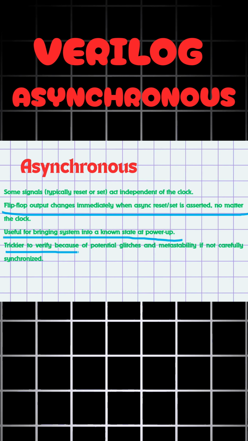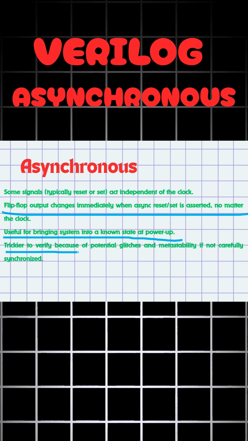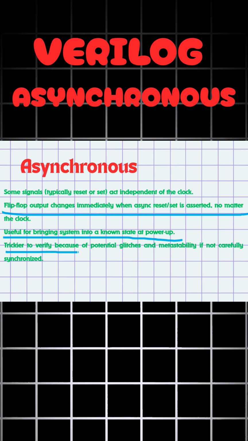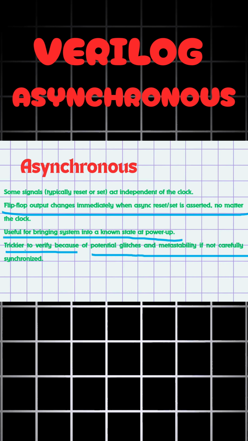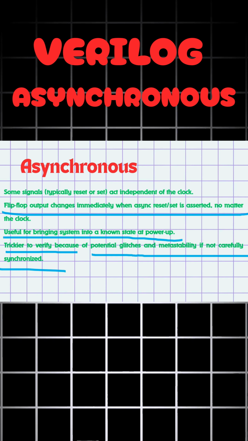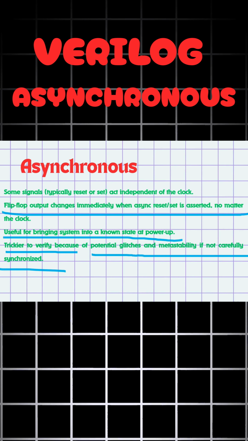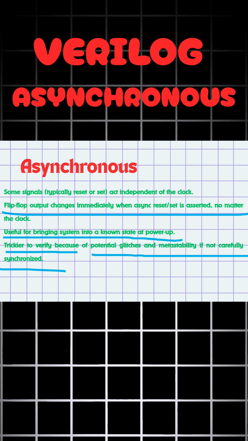And it is trickier to verify, because we don't know when it will come. If a fail safe is there, it is unpredictable, something might have happened. That's why it is trickier to verify an asynchronous signal. Potential glitches and metastability are an issue if it is not carefully synchronized, because that signal is asynchronous, so we cannot predict it. If there is a metastable state or a glitch in that signal, we cannot see it.